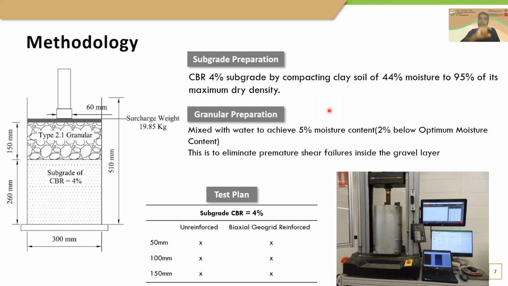So based on that, we vary the subgrade thickness as well. So for each section, we did a reinforced test and an unreinforced test for the comparison. For all the tests, we kept the Geogrid at the base subgrade interface.